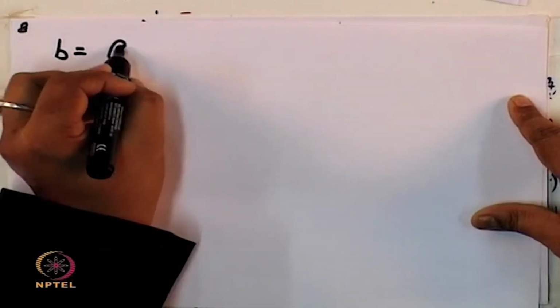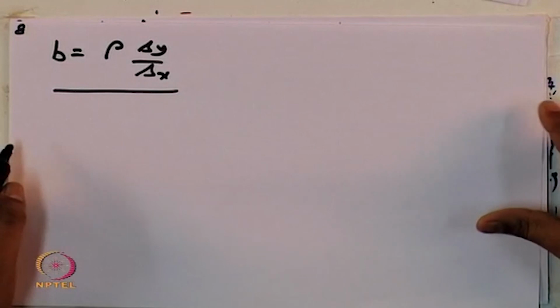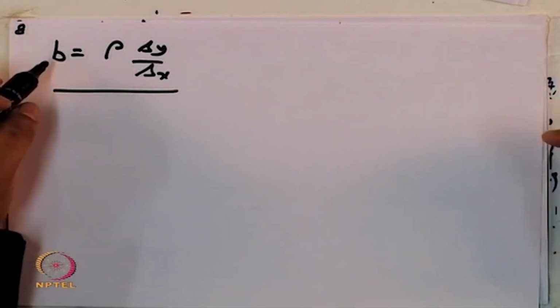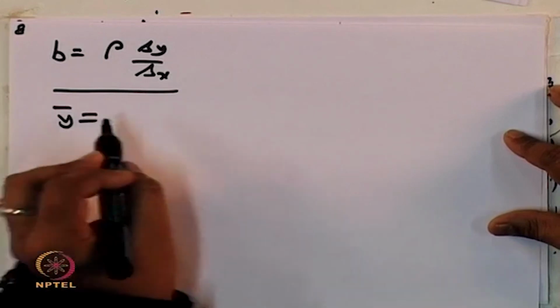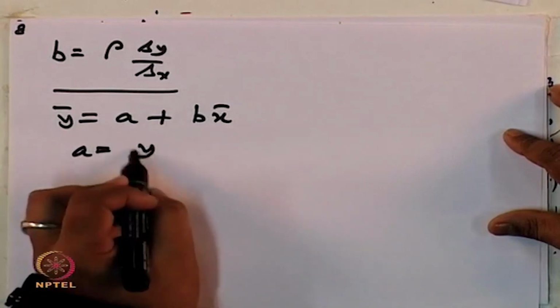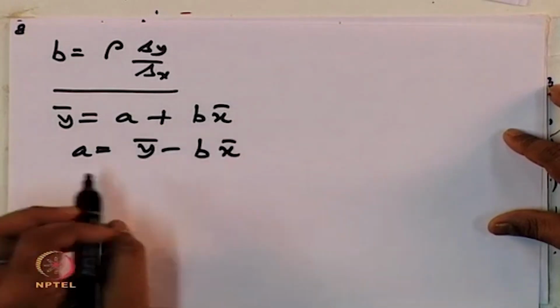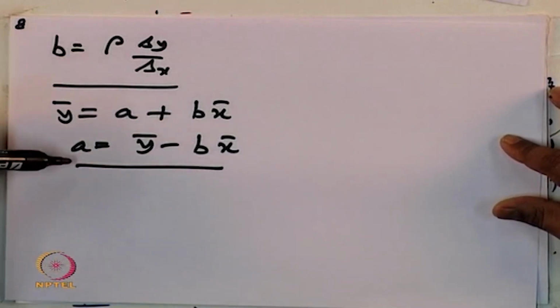So, I can determine my b is equal to rho times s y by s x. So, b is the second coefficient I have determined, and I have the other equation: y bar is equal to a plus b x bar. So, a is nothing but y bar minus b x bar. Once I know b, I can determine what a is.